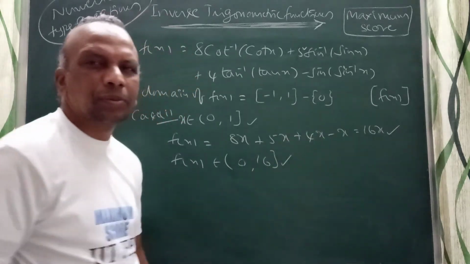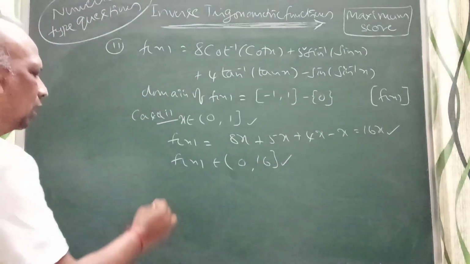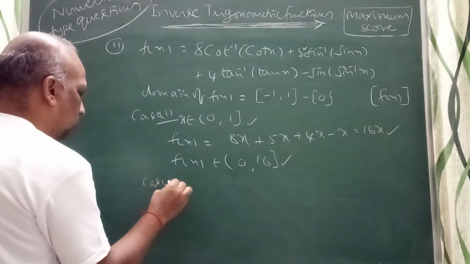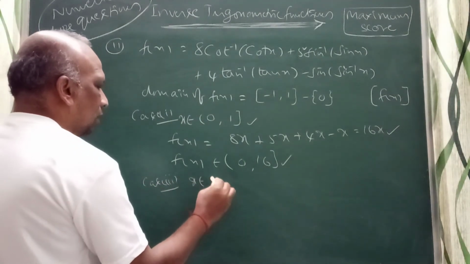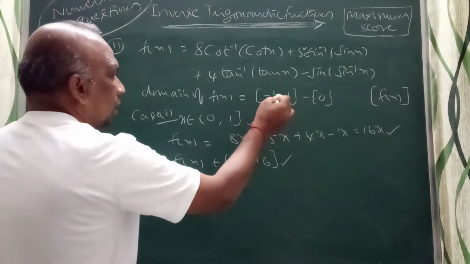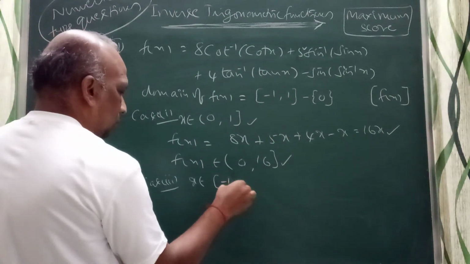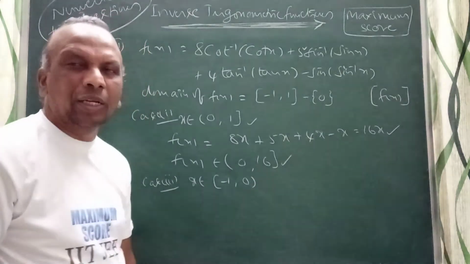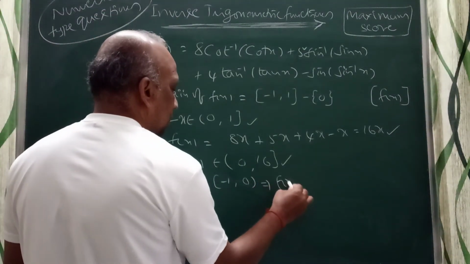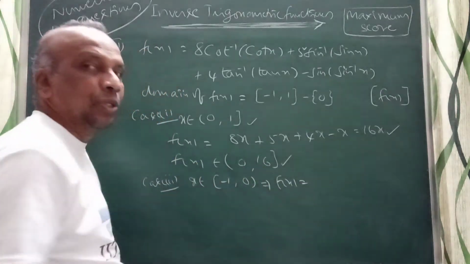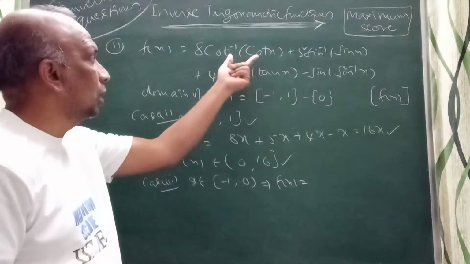It will come like this. If you take another case, case 2, in case 2 x belongs to, I can consider this one including minus 1 excluding 0, right, minus 1 to 0. In this case, what will be f of x, when it is minus 1 to 0, here only you should be careful.